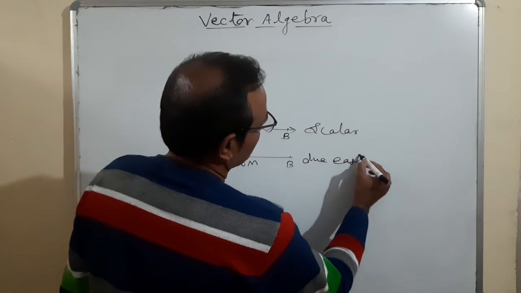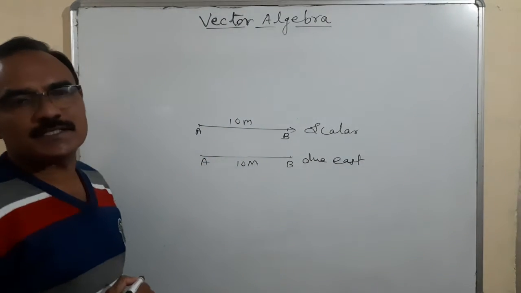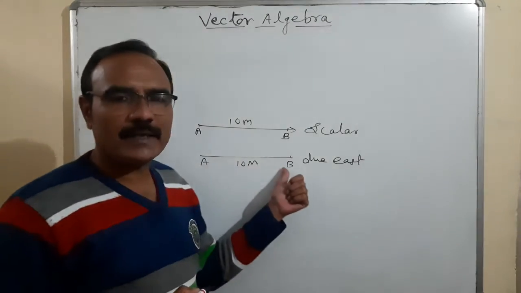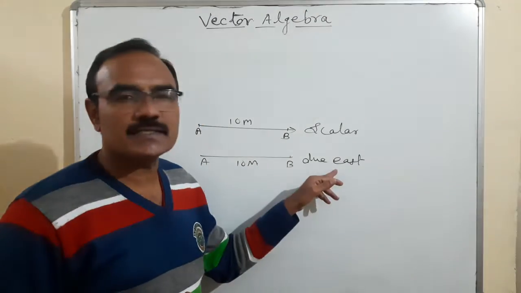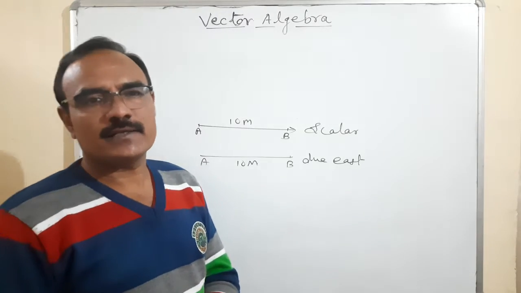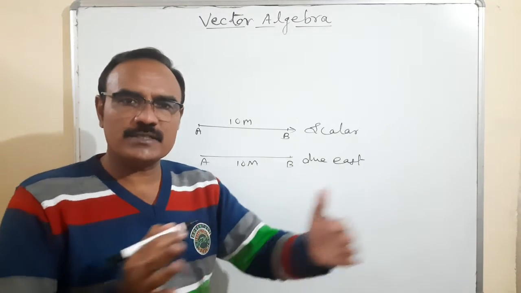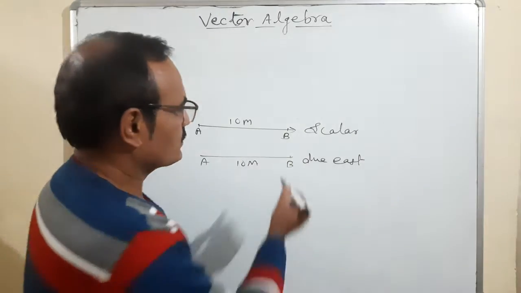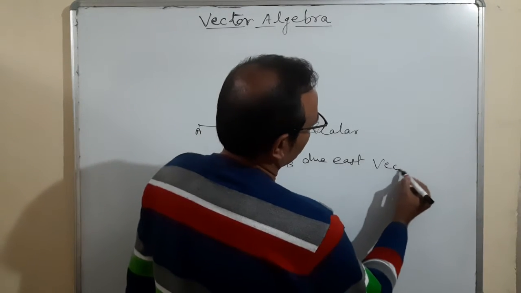When I use the term, the person is going 10 meter due east, here you can see that this is the magnitude, 10 meter, as well as the direction, east. So in this quantity, there are two things. One is a magnitude, that means length, and second is a direction. So this quantity is called the vector quantity.